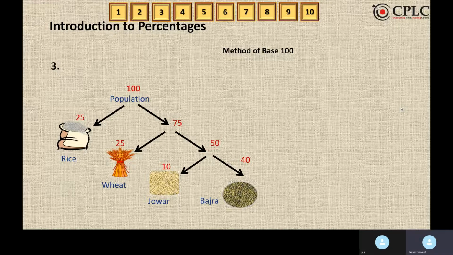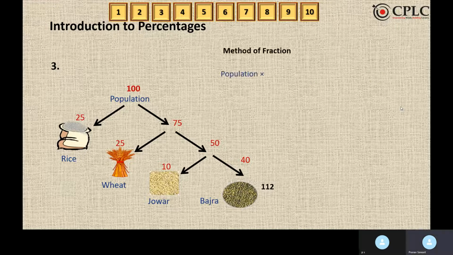In the question, it is said that the remaining people eat bajra. That means we can say that 40 people eat bajra. And the actual value of 40 is given to us, that is 112, because they have said that the remaining 112 people eat bajra. So if 40 is equal to 112, what was our base? Our base was 100. So if 40 is equal to 112, 100 is equal to what? After cross multiplication, we'll get the actual value, that is 280. Hence 280 is the total population.